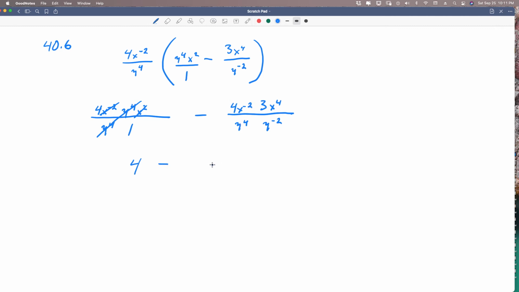Now on this side, we have 4 times 3. We want to put our constant in front. That's 12. And we have x to the negative 2, x to the 4. Well, we take our positive 4 and our negative 2 and combine them, and that leaves x to the 2. And down here at the bottom in the denominator, we have y to the 4, y to the negative 2. We combine those, we get 4 minus 2. That leaves us with 2. So our answer is going to be 4 minus 12x squared over y squared. That's as far as we can go with this problem.